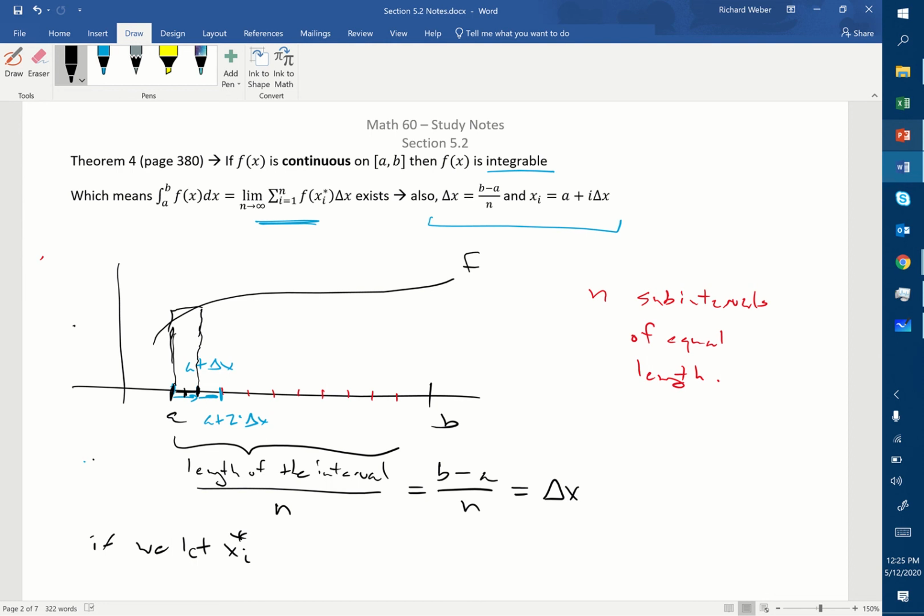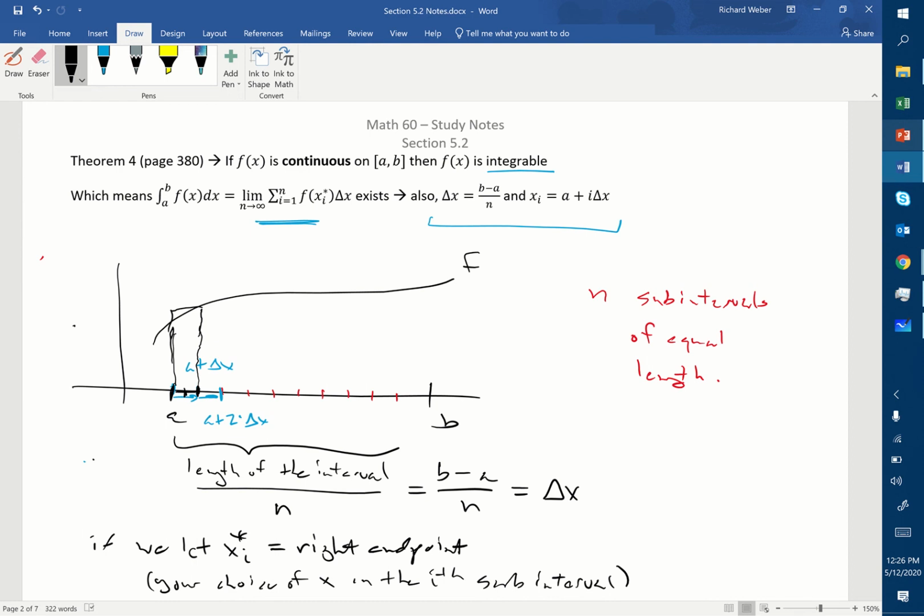So x sub i star is basically your choice of x in the ith subinterval. And what do you do with that guy? Well, you plug it into the function and it tells you how high the rectangle is. Now, if we let x sub i star equal the right endpoint, right? Let's do that. And the book says too, might as well just use the right endpoint for what we're about to do in section 2.